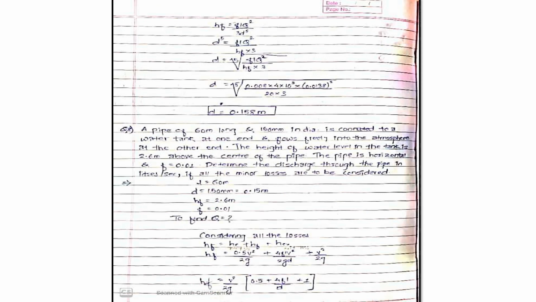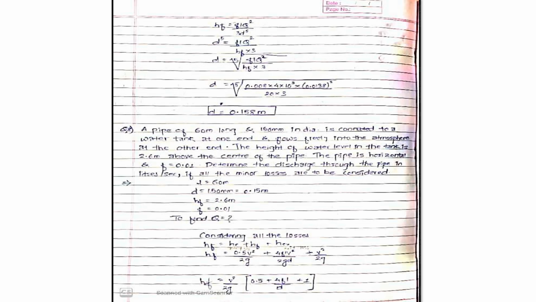In the previous problem, we neglected the minor losses. Here we have to consider the minor losses also. What he has given: length of the pipe 60 meter, diameter of the pipe 150 millimeter, that is 0.15 meter, head 2.6 meter, and Darcy's coefficient F is equal to 0.01. You want to calculate the discharge.